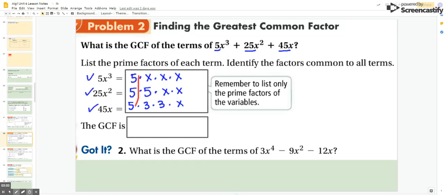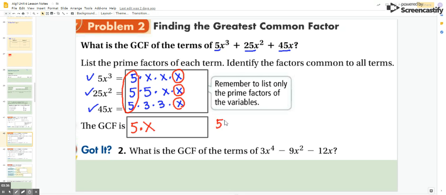So we have 5, right? 5 is everywhere here. 5 is in the first term, second term, and third term. So the GCF is going to include 5, and it has to be in all three. Now I can say, oh, there's x, and there's x. There's 3 here, but not in these two terms, right? So 3 is not going to be the common factor, only 5 and x. So the greatest common factor is 5x.